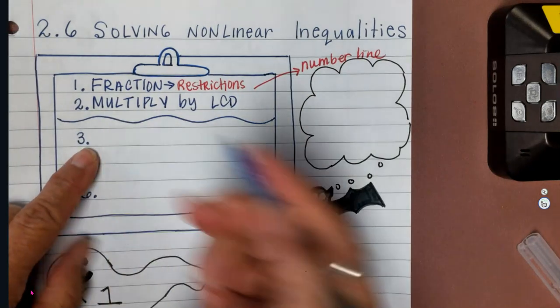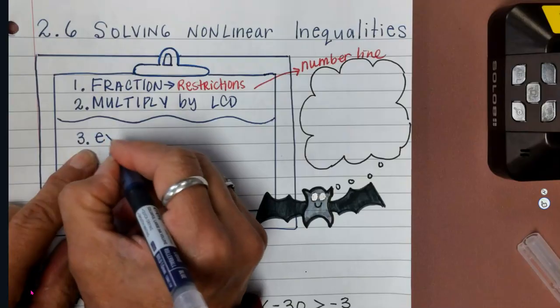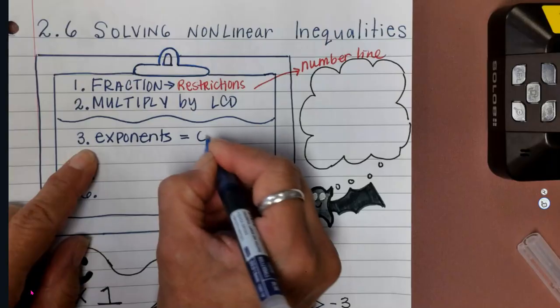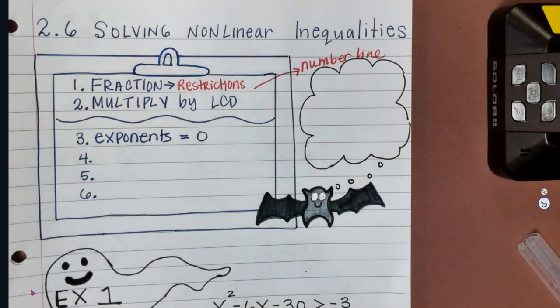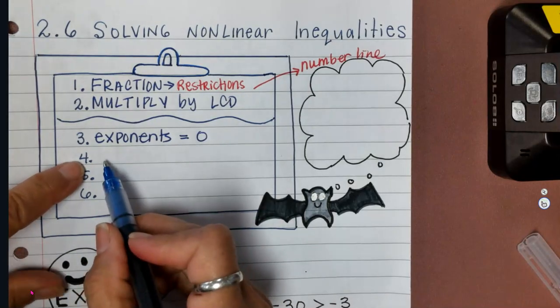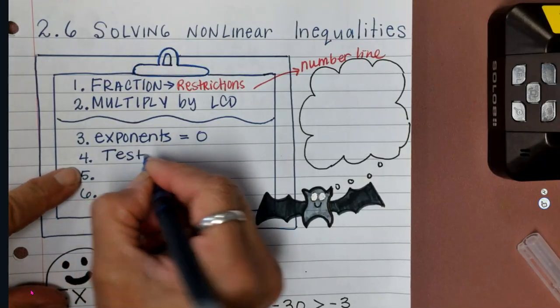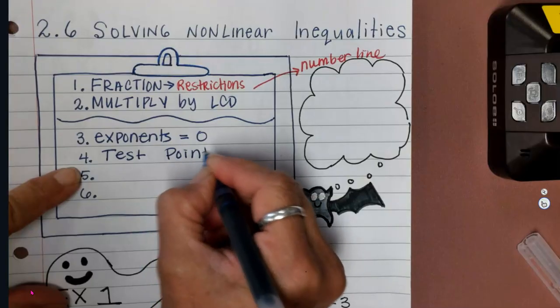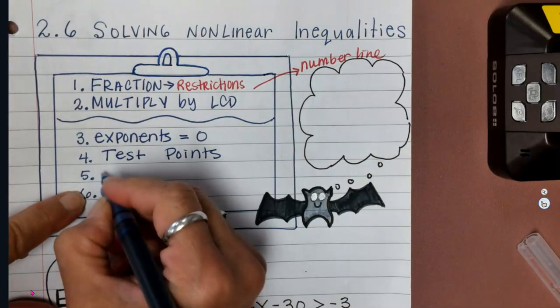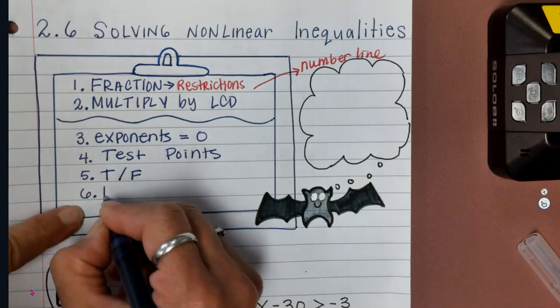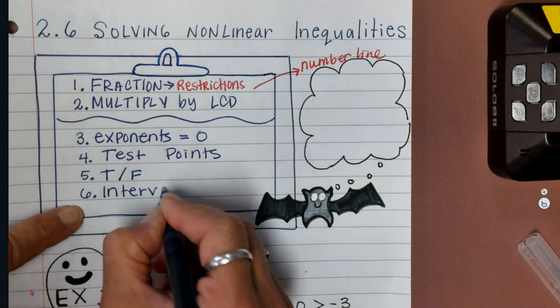So remember, guys, if it's a quadratic, if you have exponents, you better set it equal to 0 and factor and solve. If it doesn't have an exponent, you solve it like a junior high problem. After this, you are going to test points. And then you are going to determine which one is true or false. And then don't forget, I'm grading interval notation tomorrow.